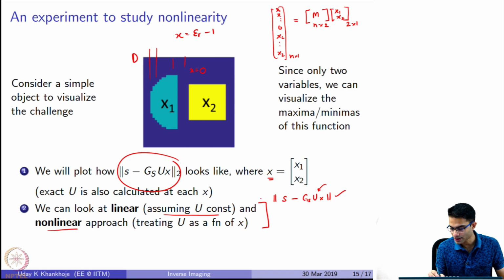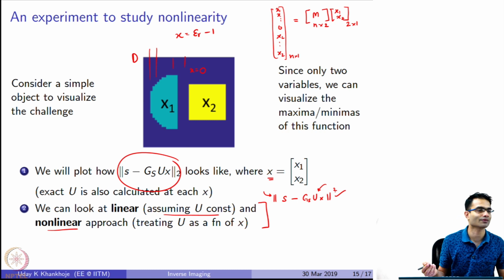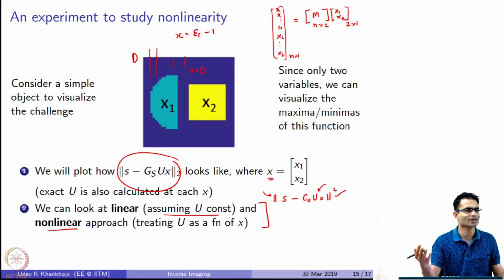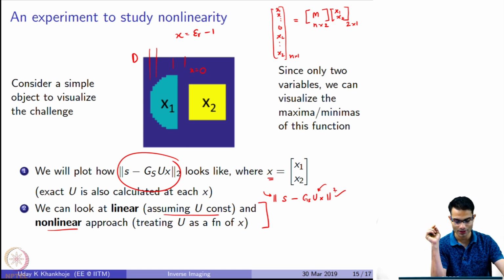Assuming u constant means that when I look at this objective function and take its gradient, I assume u to be constant and not a function of x. So then s minus ax ux is a linear functional, so taking the gradient is very simple. That's what I mean by assuming u constant. But it is not constant.